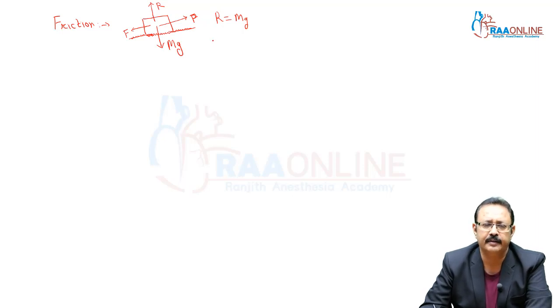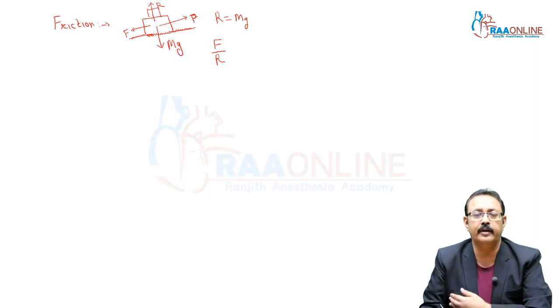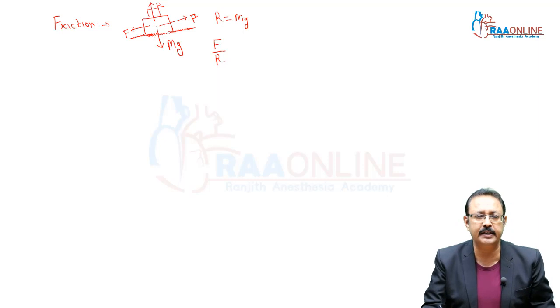What are they saying? The ratio of F and R is always constant for given surfaces. It means if you increase the weight on this mass, F will increase its value also. If these surfaces are fixed, this ratio will be the same and it is known as the coefficient of static friction, mu s. And if this block is moving, it is known as the coefficient of kinetic friction, which is a little bit less than mu s. That was the first law.